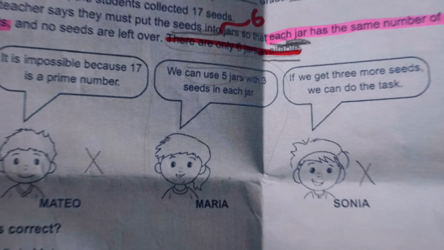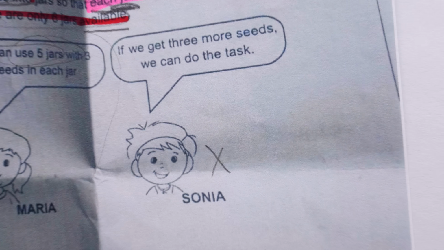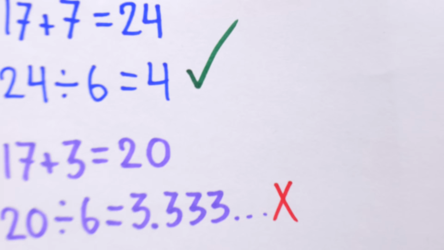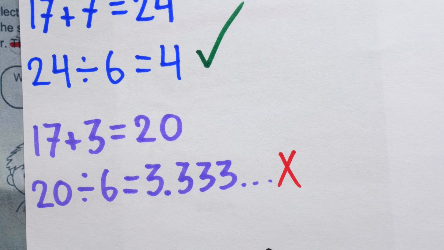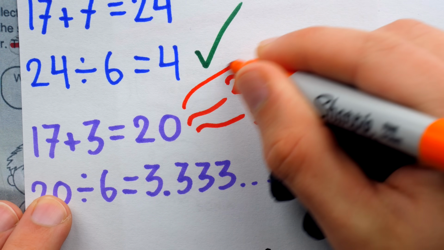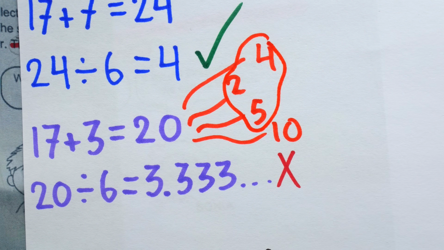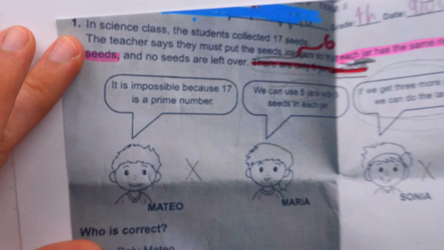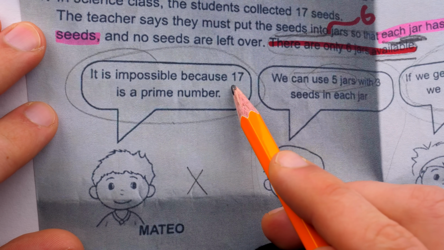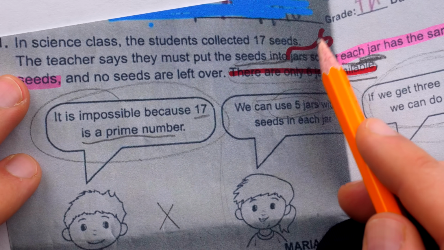Combine that with Maria suggesting using 5 jars. Even Sonia's answer about having additional seeds suggests we can use fewer than 6 jars. Since 3 more seeds would bring us up to 20, which doesn't have 6 as a factor, but it does have several other factors like 2, 5, 4, and 10, 3 of which are less than 6. I think even Mateo's answer suggests we can use fewer than 6 jars, because 17 being a prime number isn't that relevant if we have to use 6 jars.